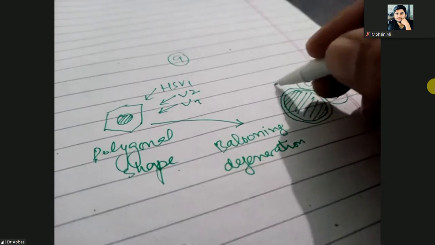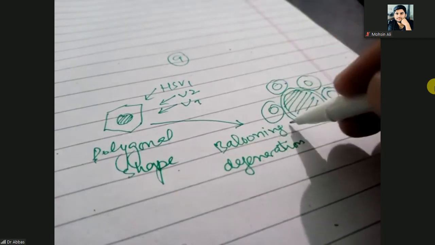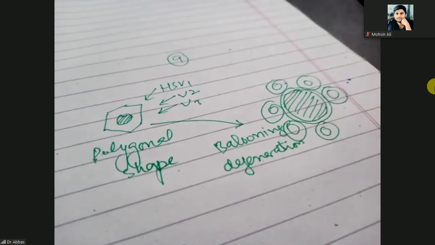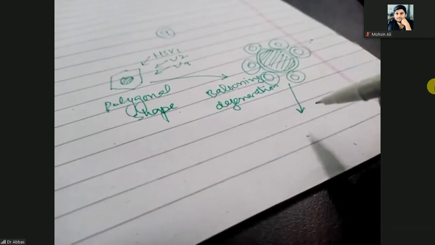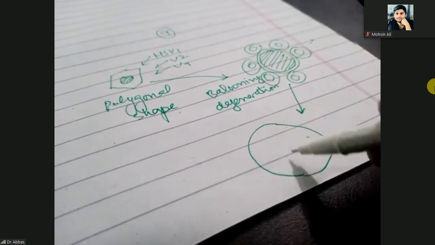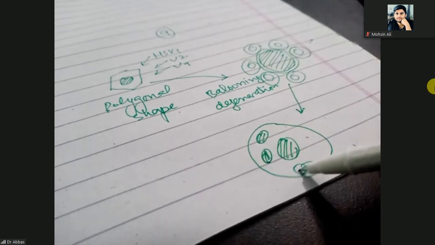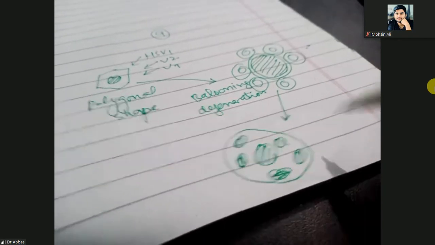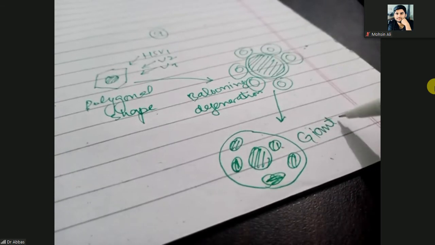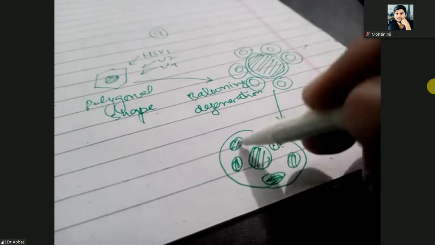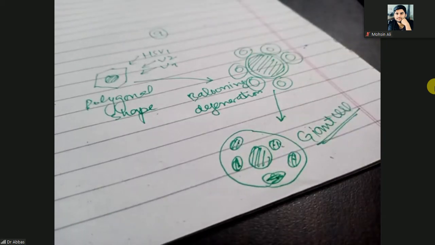This is the nearby cells. The cell membrane of the nearby cells will fuse with this cell. So the shape will change this way. Bigger, this is the nucleus of its own, and this is the nucleus of the nearby cell, nucleus of the nearby cell, nucleus of the nearby cells. So this is a bigger cell. We call it giant cell with multiple nuclei, multinucleated giant cells. Multinucleated giant cells appear on the Tzanck smear. These can appear when the infection is due to HSV1, HSV2, and HSV3.